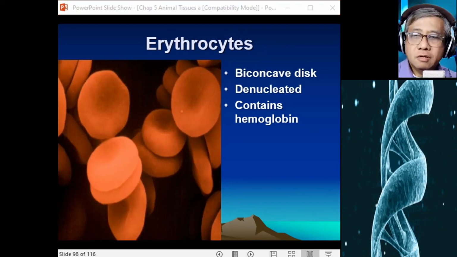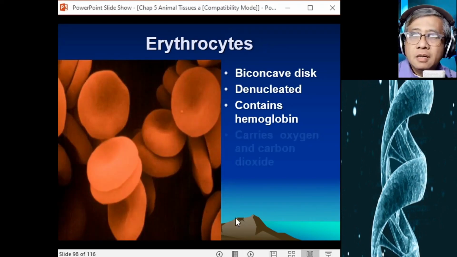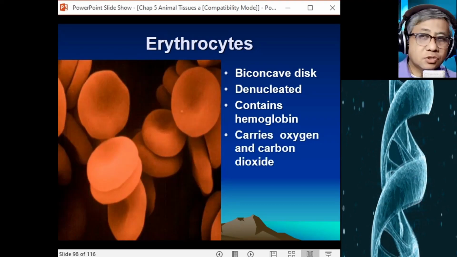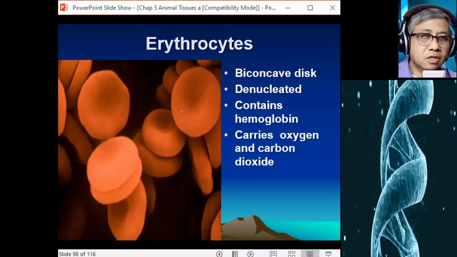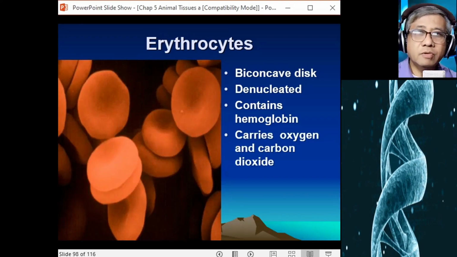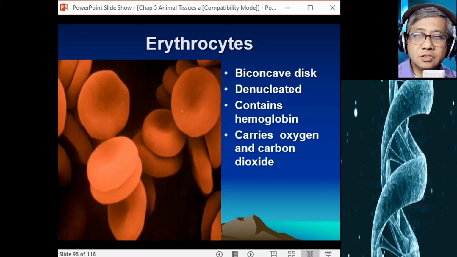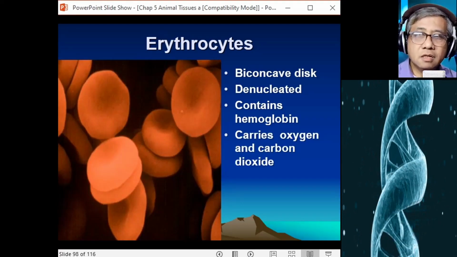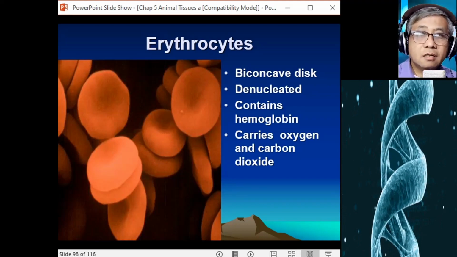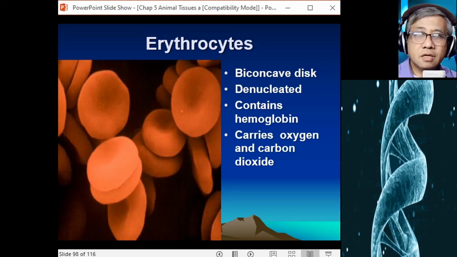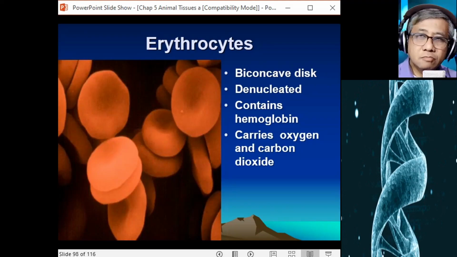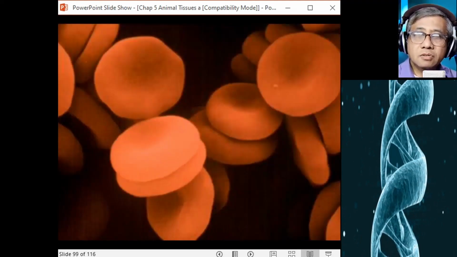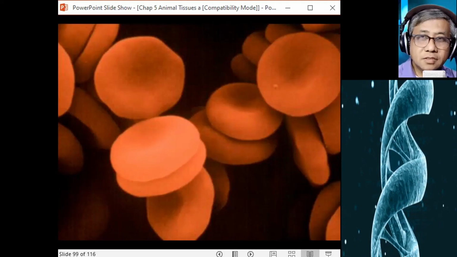Okay, so moving on. Alright, and the main function of these erythrocytes is to carry oxygen because hemoglobin has a very high affinity for oxygen. So the main function of these erythrocytes is that they carry oxygen and carbon dioxide. They carry oxygen to the body cells and remove carbon dioxide. Alright, so those are the erythrocytes or our red blood cells.